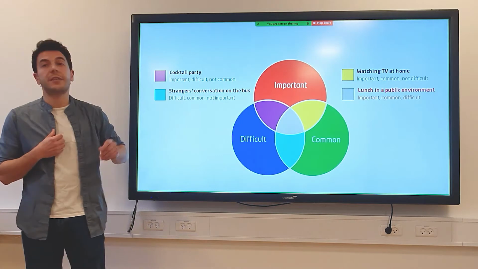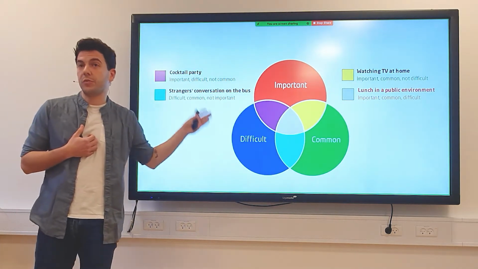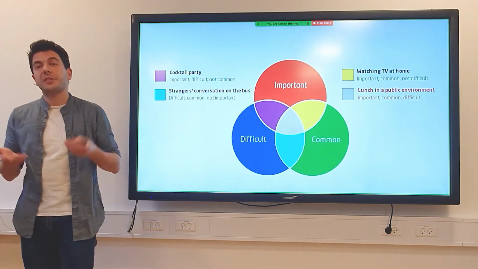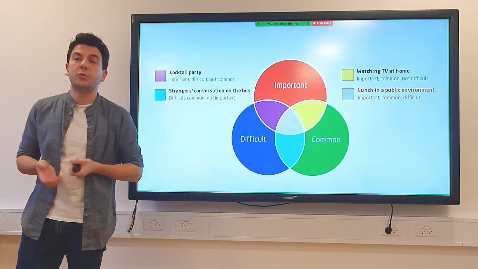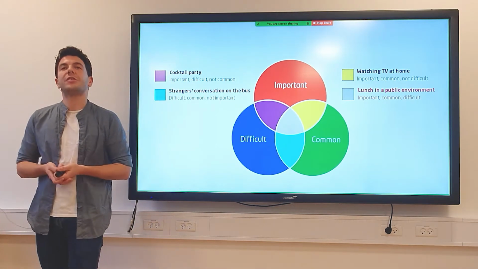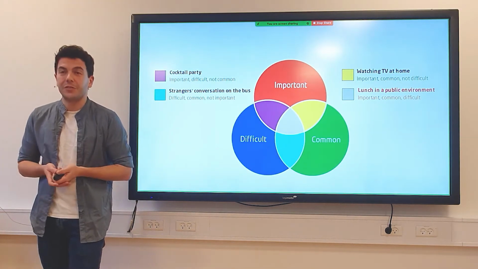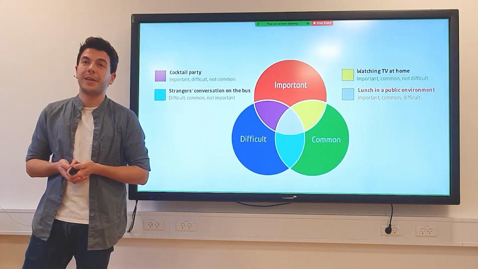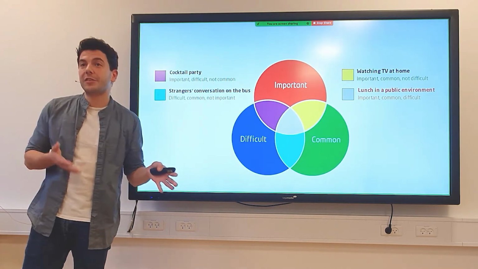Now obviously we are most interested in scenarios at the center. Scenarios that are rated as important, difficult, as well as common in people's lives. And based on that selection criteria, we retained 2 scenarios that we found were in the sweet spot in the center here: a lunch in a public environment and an office meeting, which were both considered critical in that way. So that gives us a selection of sound scenarios.